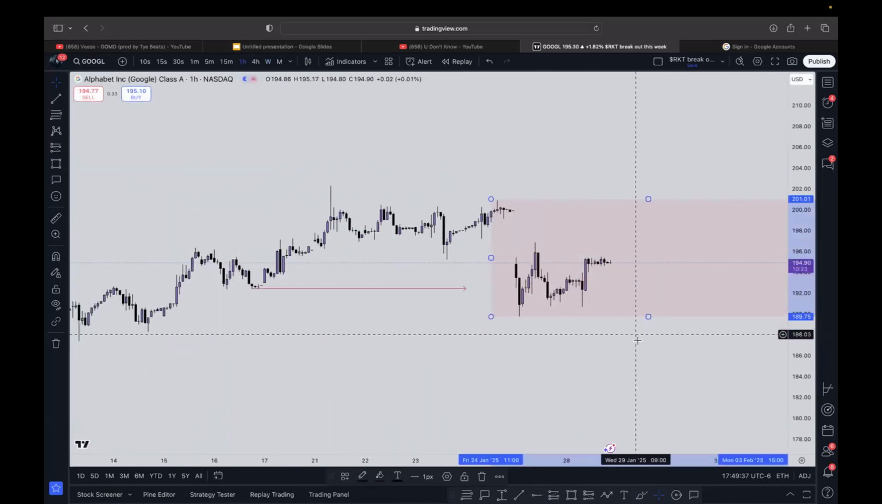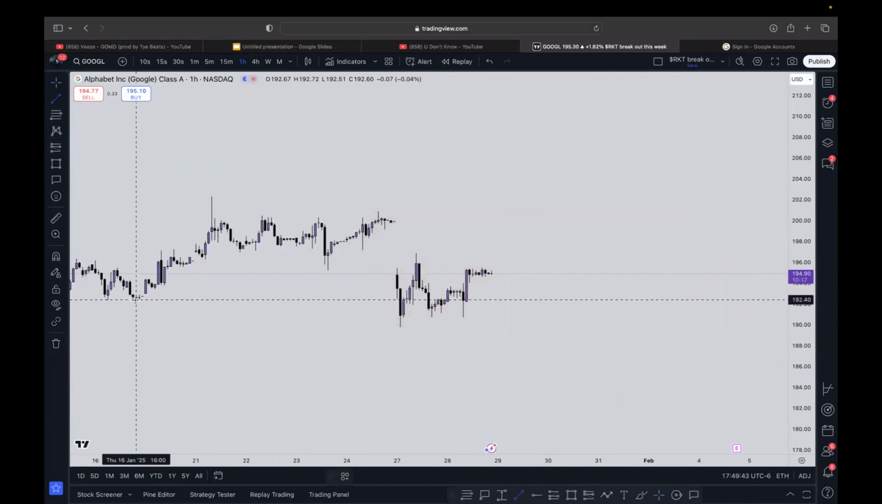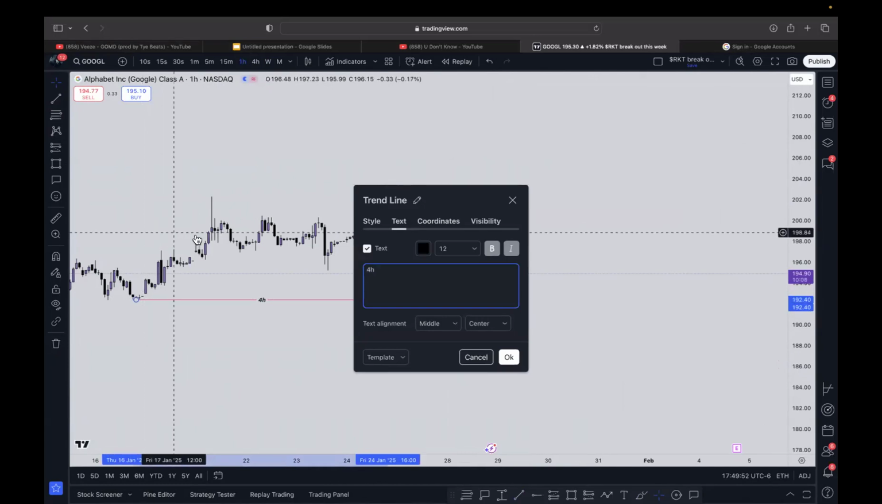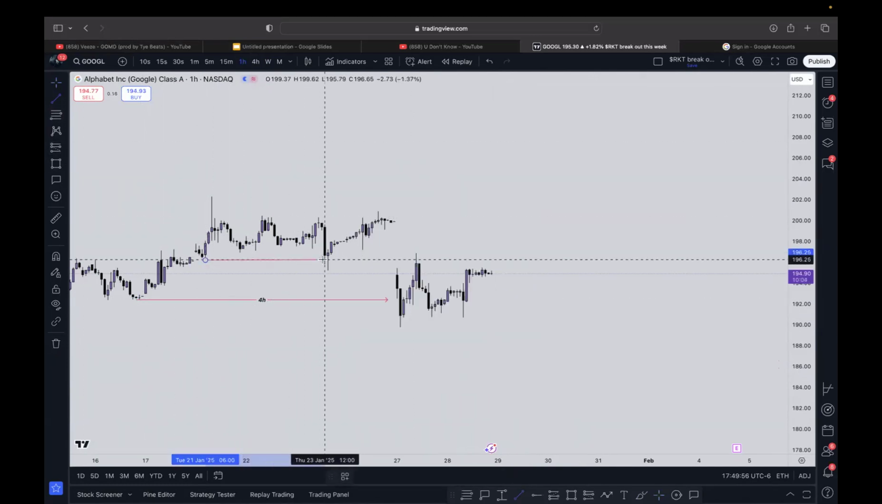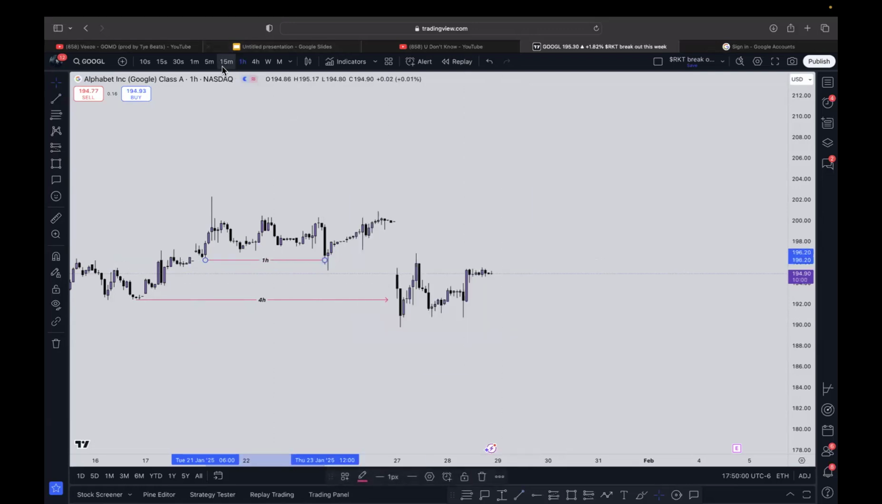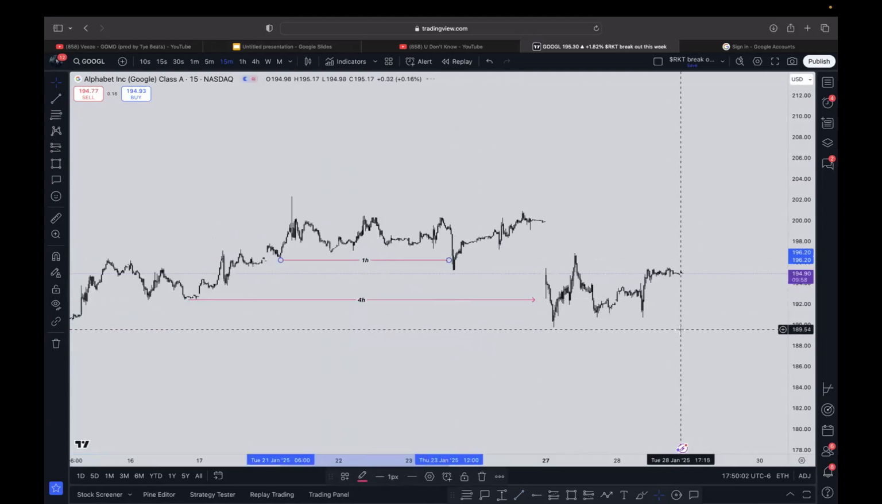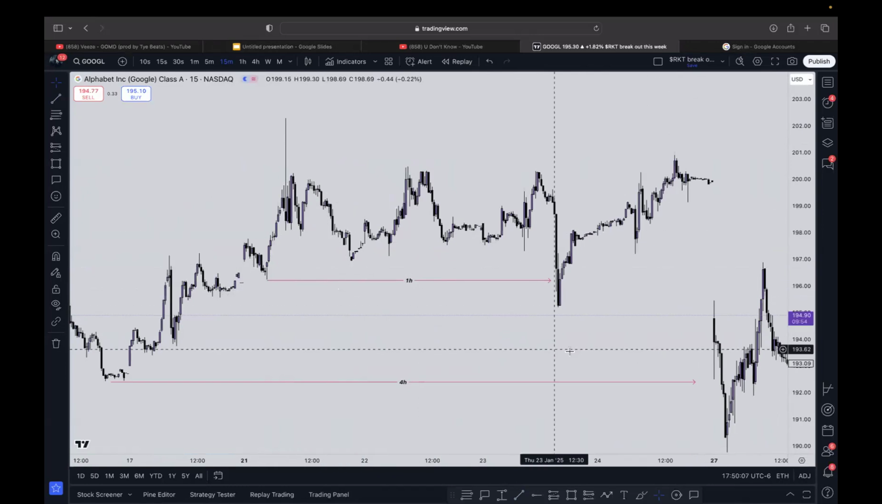If we go to a 1-hour, we were bearish as soon as we broke this. So on a 4-hour, we were bearish as soon as we broke this. I'll just put 4H. On a 1-hour, we were bearish as soon as we broke this. 1H. On a 15-minute, it's the exact same.